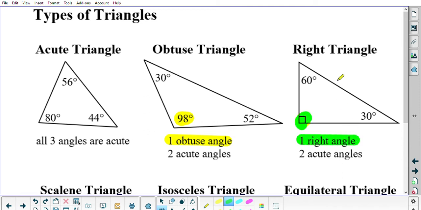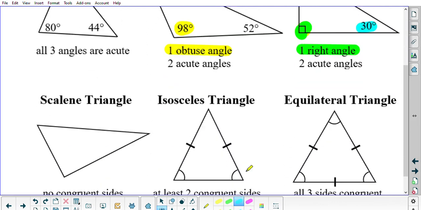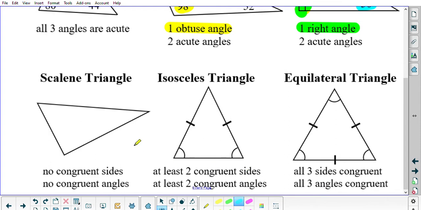And then the other two angles will be acute. They will be less than 90 degrees. By the way, those other two angles will be complementary angles because they will add together. Those two angles add up to be 90 degrees. A scalene triangle, no sides are congruent, no angles are congruent.